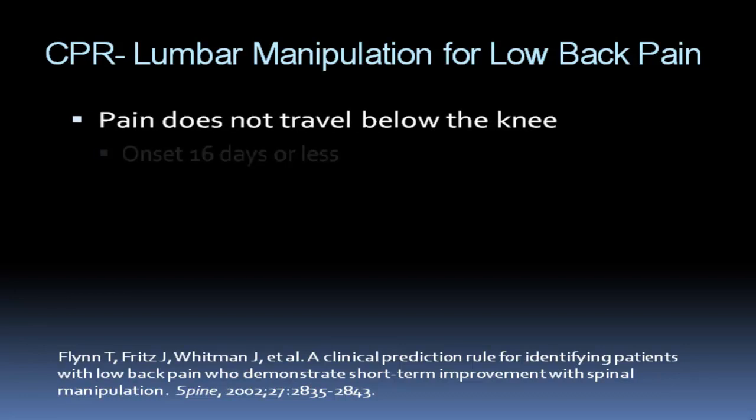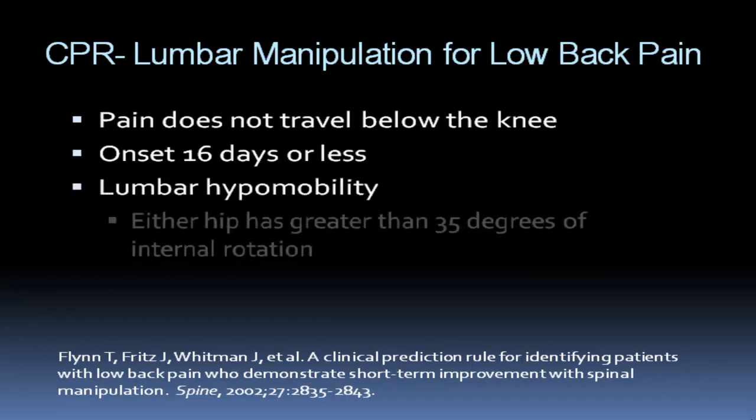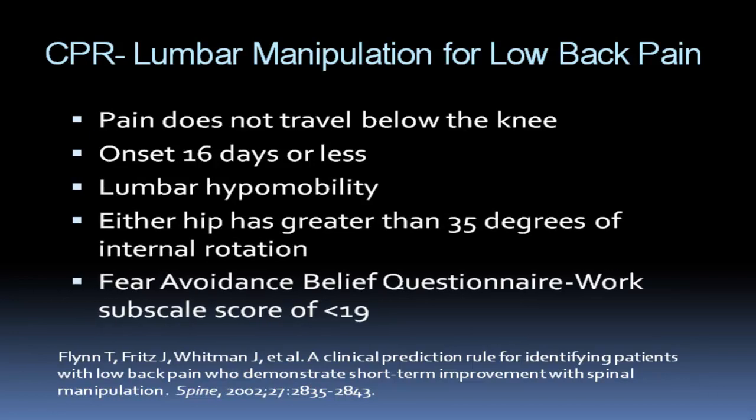Probably one of the most famous CPRs is the one by Flynn et al. for the success of lumbar manipulation for low back pain. Again, a caution here that the manipulation used is a twisting motion on a patient lying supine, both legs lying on the table straightened. The CPR involves the following: pain does not travel below the knee. Onset of pain is 16 days or less prior to treatment.